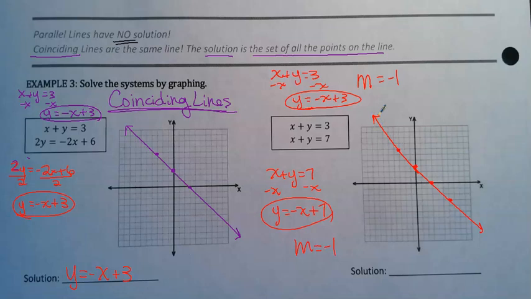Okay, so there's my -x plus 3, and then I have a 7. 3, 4, 5, 6, 7. So, you just proved by graphing that these are indeed parallel. So what is the solution? No solution.